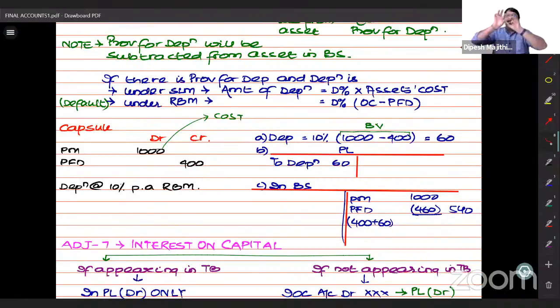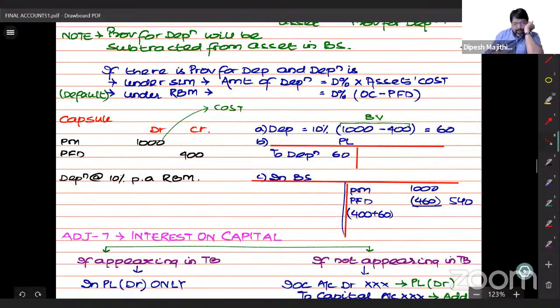Don't write provision for depreciation on the liability side. Provision for depreciation is not a liability. Why? Because liability means obligation, amount payable. Provision for depreciation is not amount payable. It is a reduction in asset. Am I clear? Yes or no? Yes, sir. So there was your interest on capital.